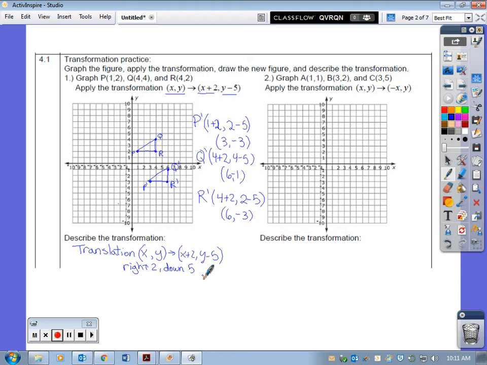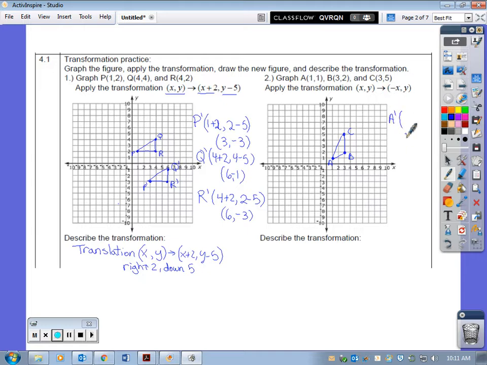We're going to graph the figure. A is 1, 1. B is 3, 2. And C is 3, 5. And you'll notice it's another triangle. So now we are going to apply the transformation x, y goes to negative x, y.